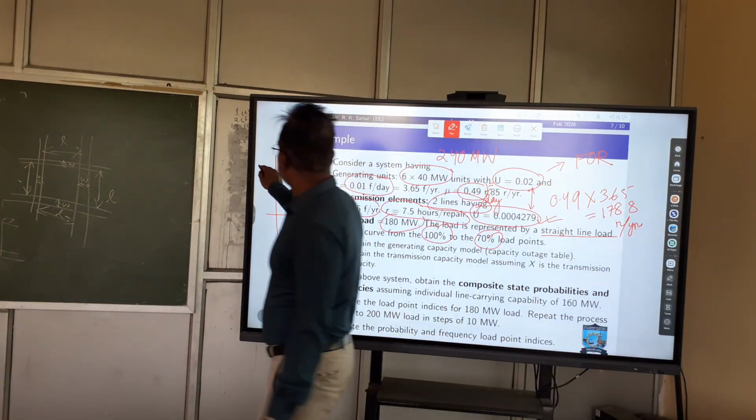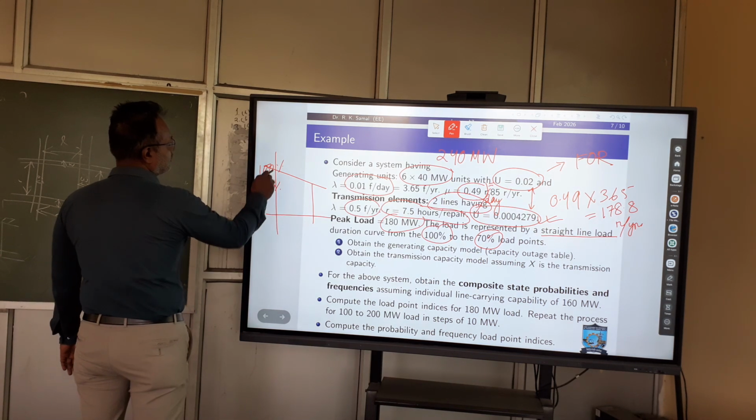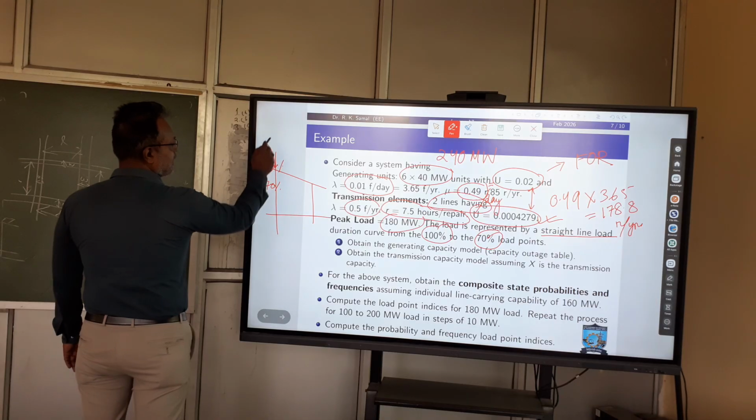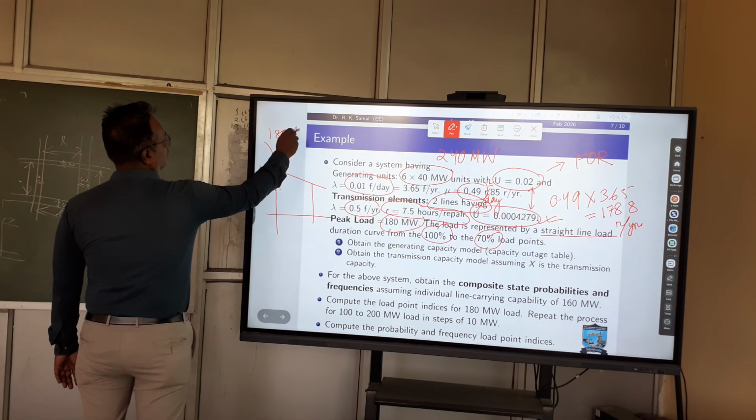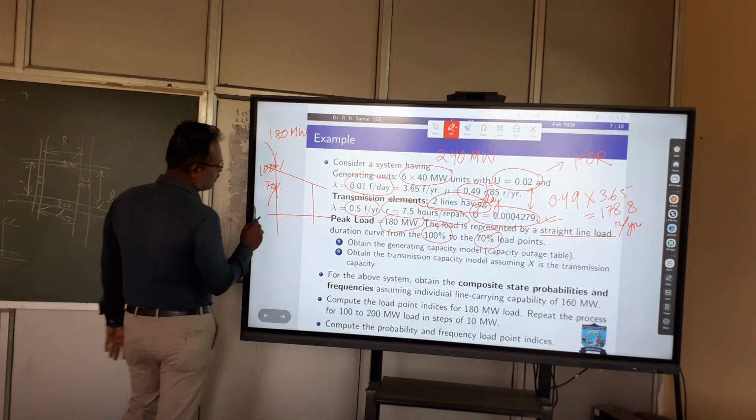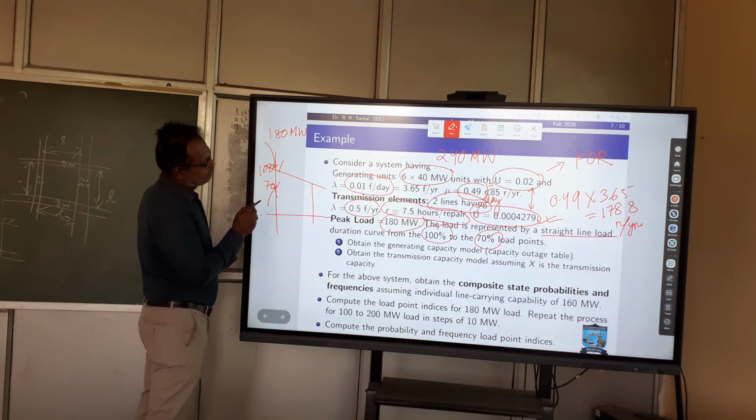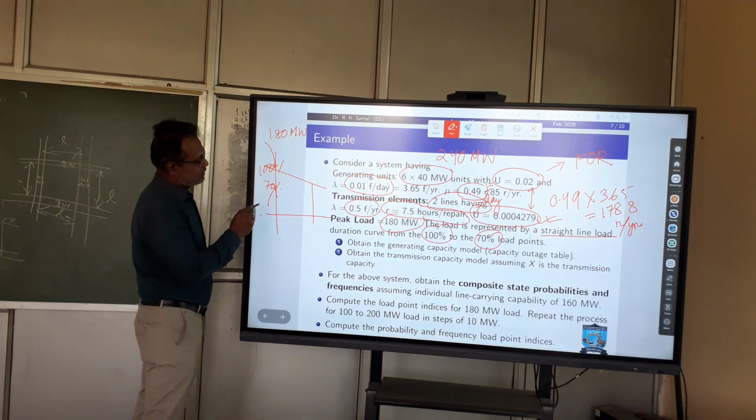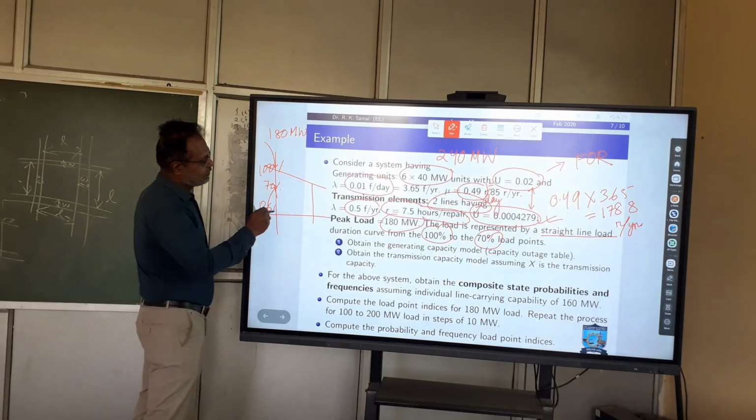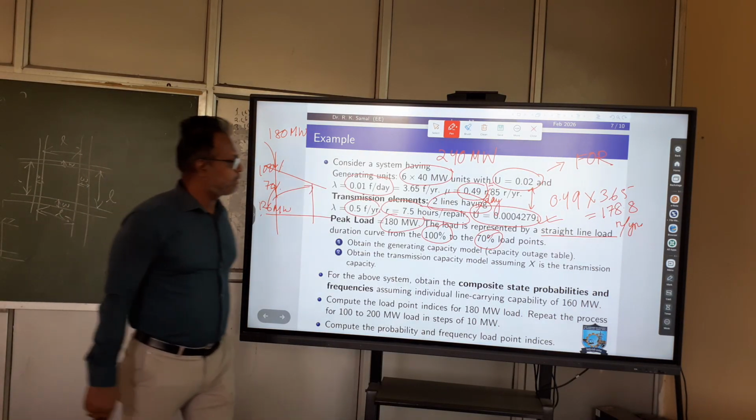100 to 70%. So this is 100%, this is 70%. And how much? This should be 180 megawatt. And what is this? 70%. 180 to 70%, 180 is 70%... that is 126. So this is 126 megawatts. So this is the duration curve.